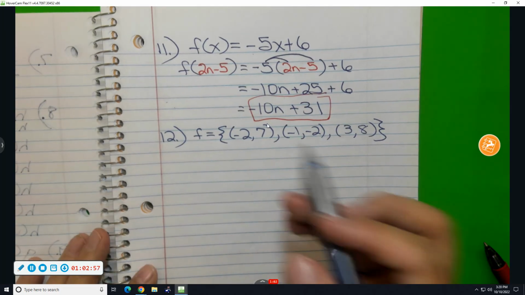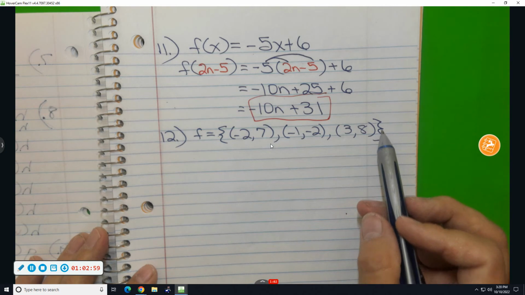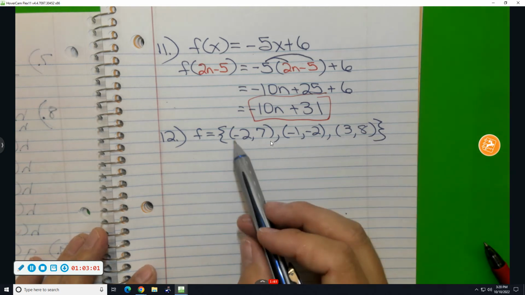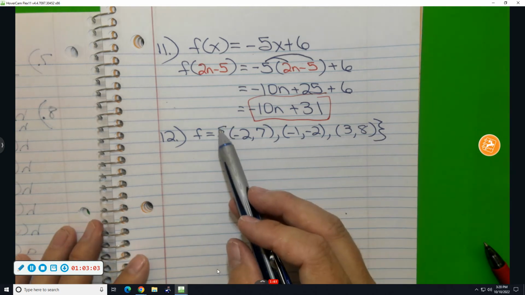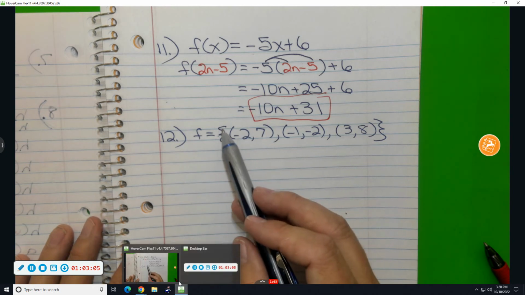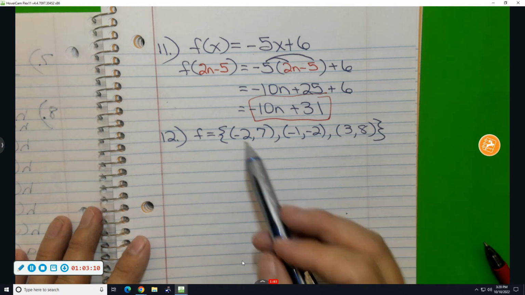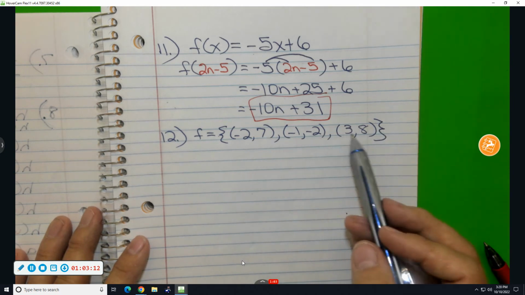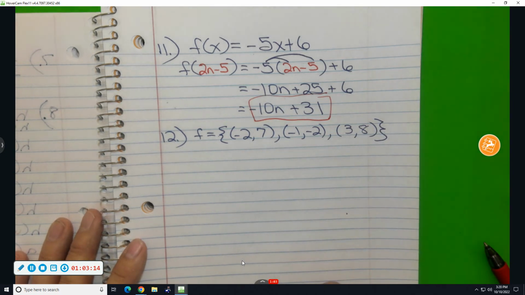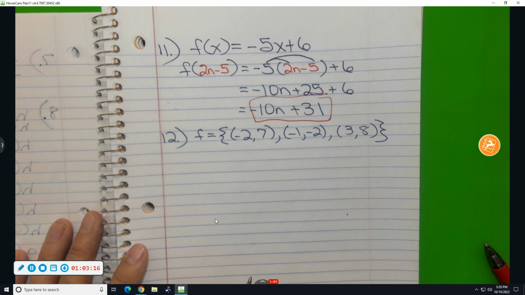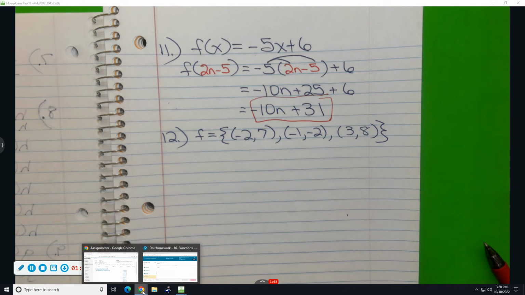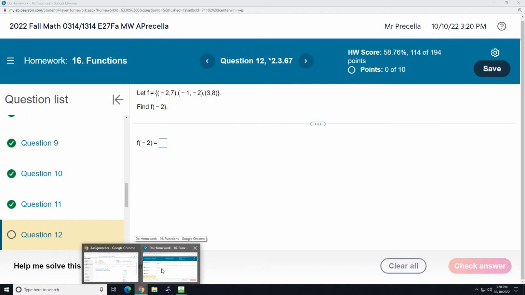Those are just the set braces that you put around sets of numbers, and then the other things are ordered pairs. And they want us to find f of negative 2.